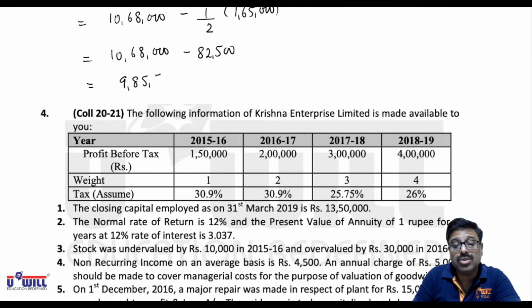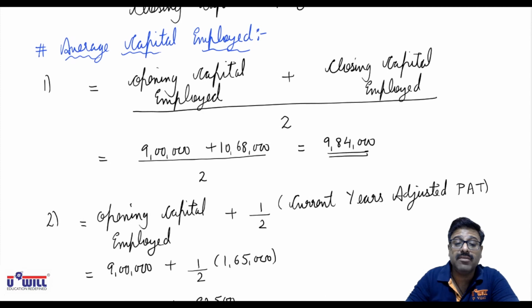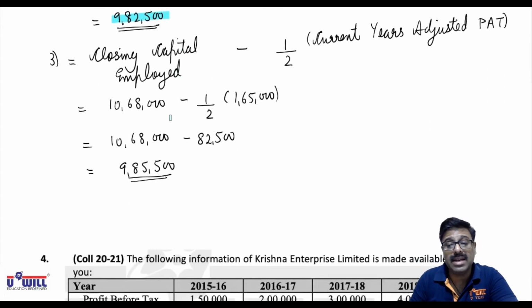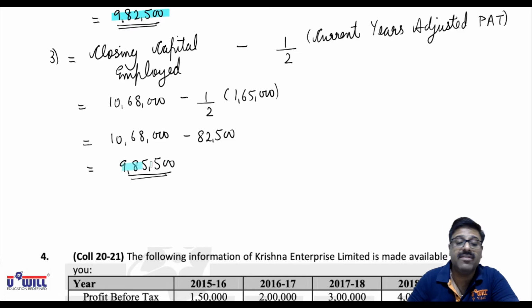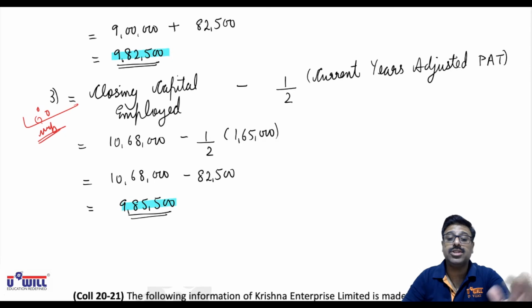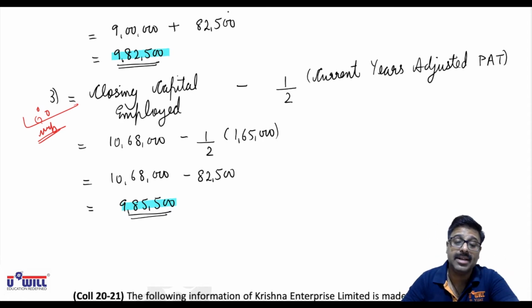So you can see all three figures of average capital employed are different. If you apply the formula of opening plus closing divided by 2, you get 9,84,000. If you apply opening plus half of current year's profit, you get 9,82,500. If you apply closing minus half of current year's profit, you get 9,85,500. However, as I already discussed earlier, we will always use the first method in our practical questions wherever required. And if nothing is mentioned in the question, you use average capital employed only. But if it is specifically mentioned to use closing capital employed, then you use closing capital employed.